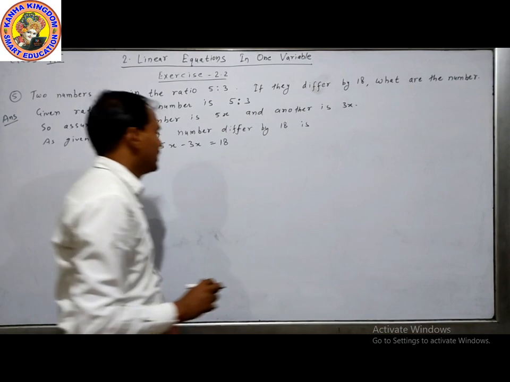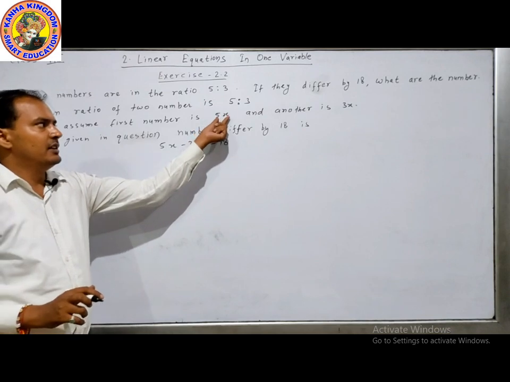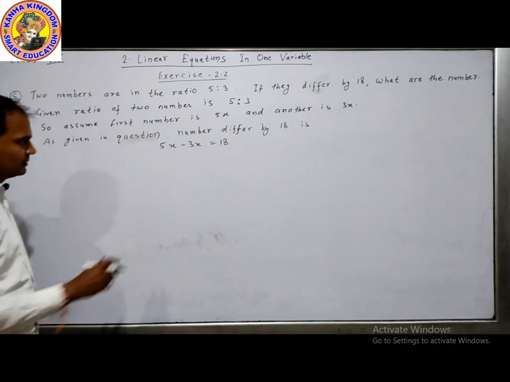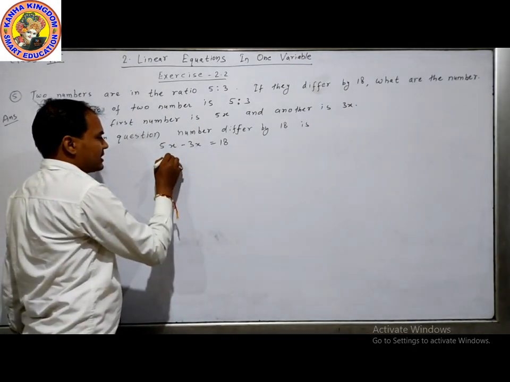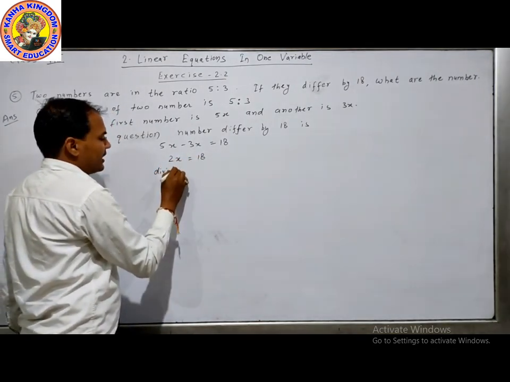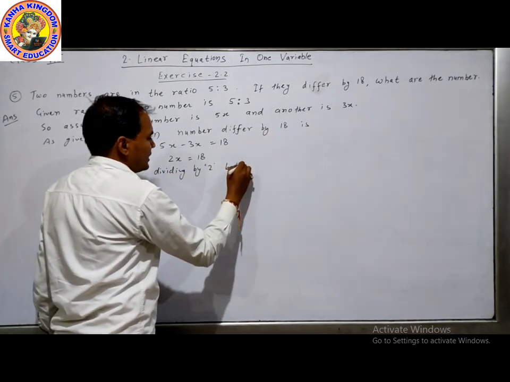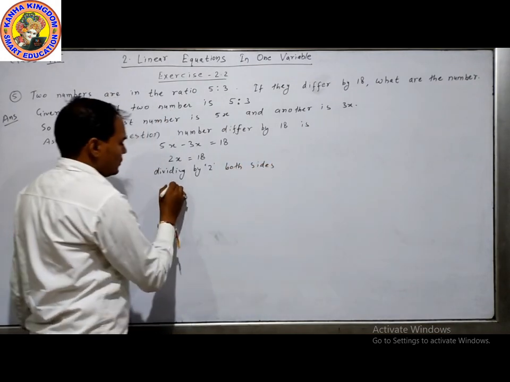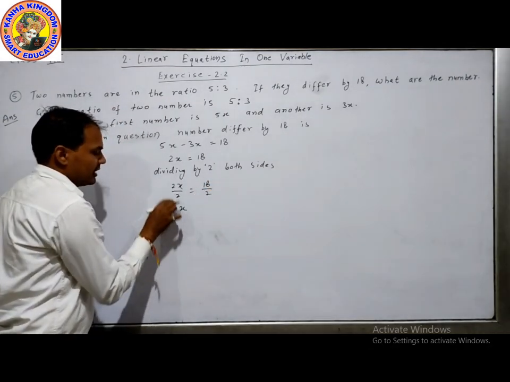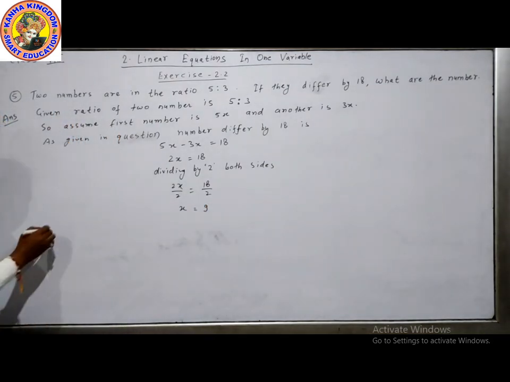What are the numbers? First of all, we find the value of x. When we put the value of x here and here, we can find both numbers. 5 times x minus 3 times x, answer is 2 times x is equal to 18. Dividing by 2 both sides, 2x divided by 2, 18 divided by 2. Then here the value is x, 18 by 2 is 9. The value of x is 9.